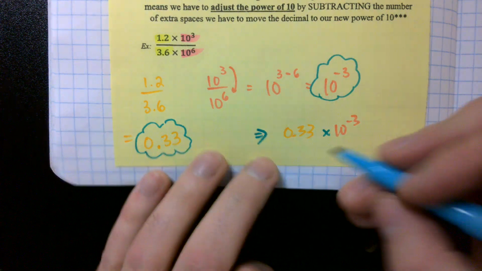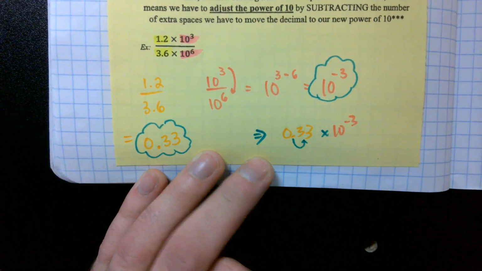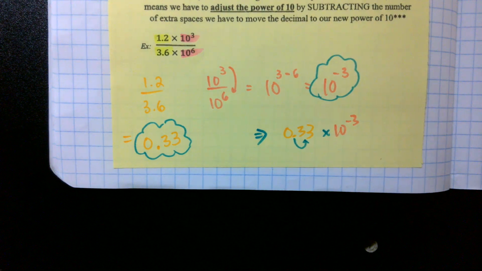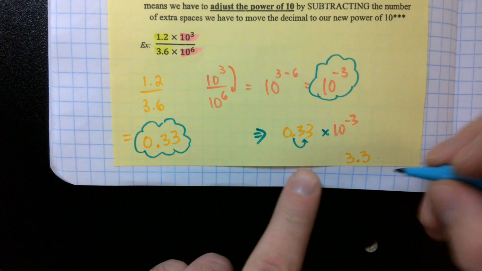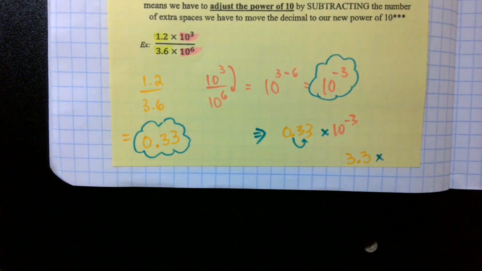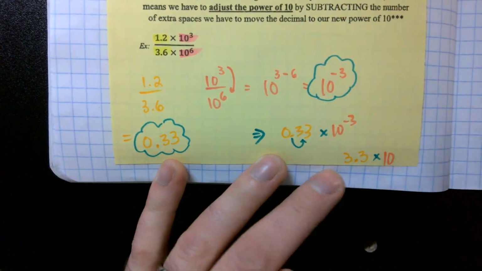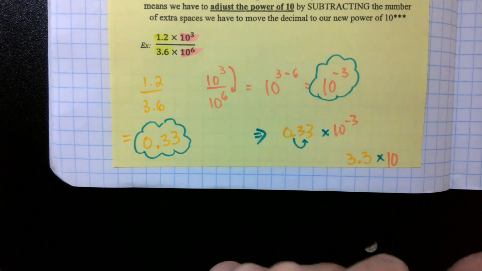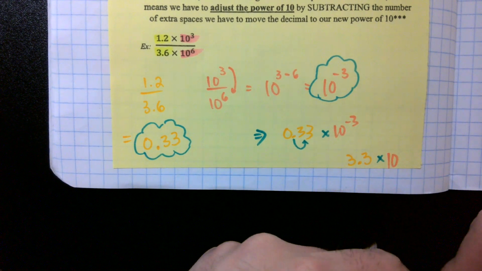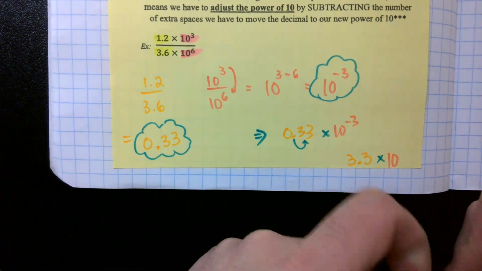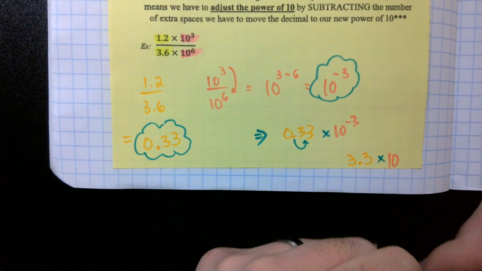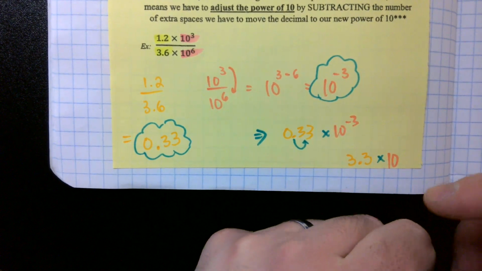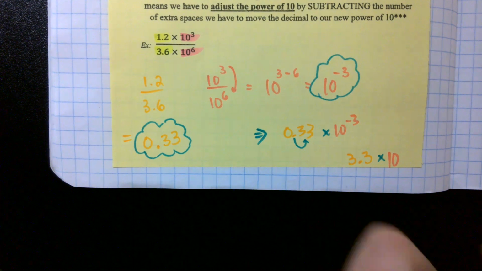In between both the 3's. If I move this decimal over here, that's going to give me a leading number of 3.3. Is 3.3 in between 1 and 10? Absolutely. What do you think I need to do to my exponent now? Think about it for a second. We're doing the opposite of everything we did yesterday. Yesterday we added 1. What am I going to do to my exponent now? Subtract 1. Great job.